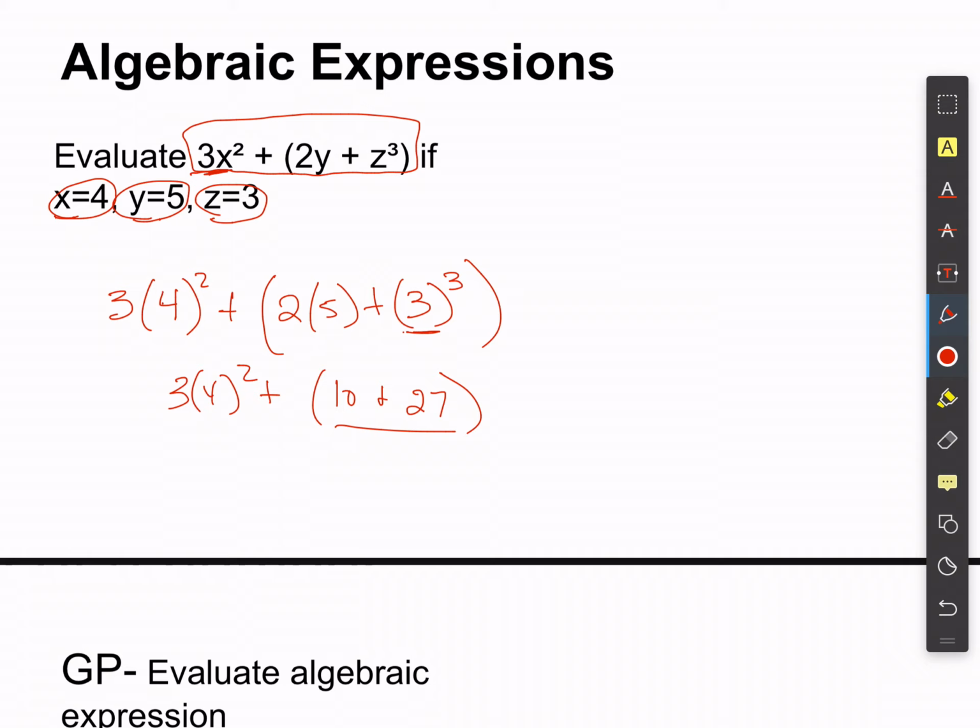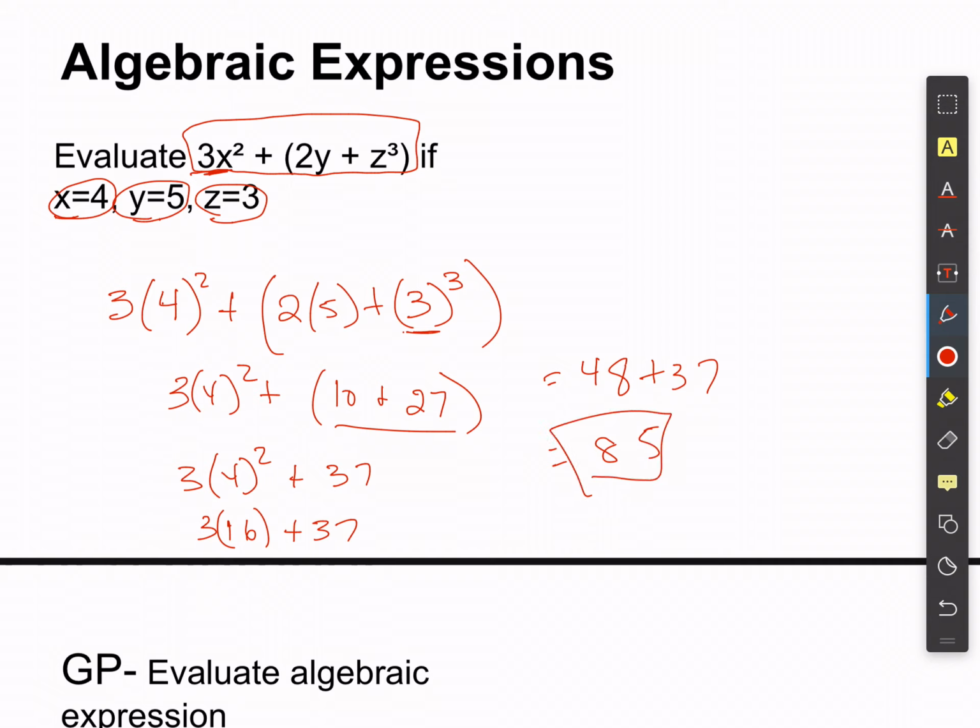Okay, so let's solve these parentheses out. So I have 3 times 4 to the 2nd power plus 37. 4 squared is 16. So I'm going to my exponents now. 16 times 3 plus 37. Okay, and then when I do that out, 16 times 3, last time I checked was 48, I believe. So 48 plus 37. And then my final step is just doing that math. So that's 85, if I remember right. And I'm done.